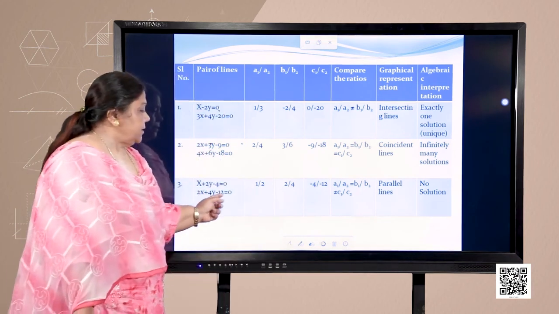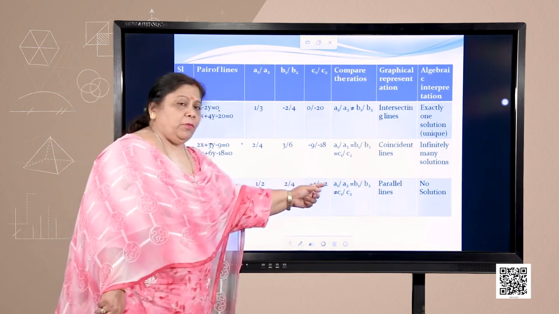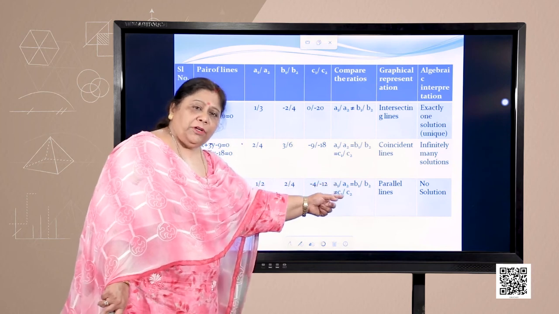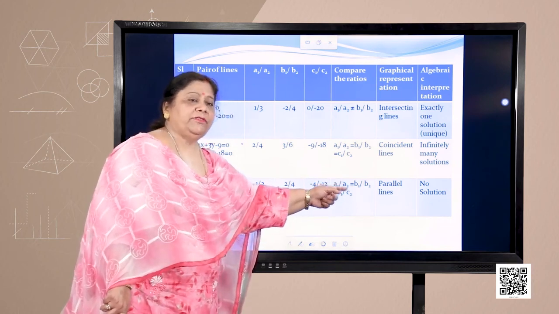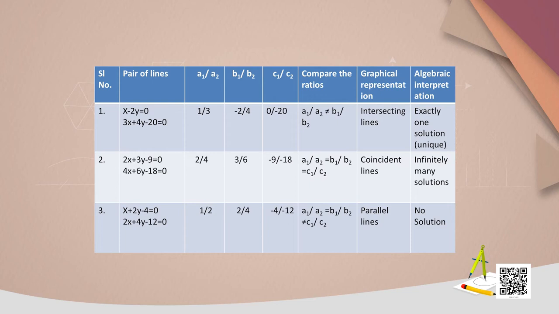In the third case, we find that a1 upon a2 is equal to b1 upon b2 but that is not equal to c1 upon c2, and therefore the lines are parallel and the system has no solution. I hope the things are clear.